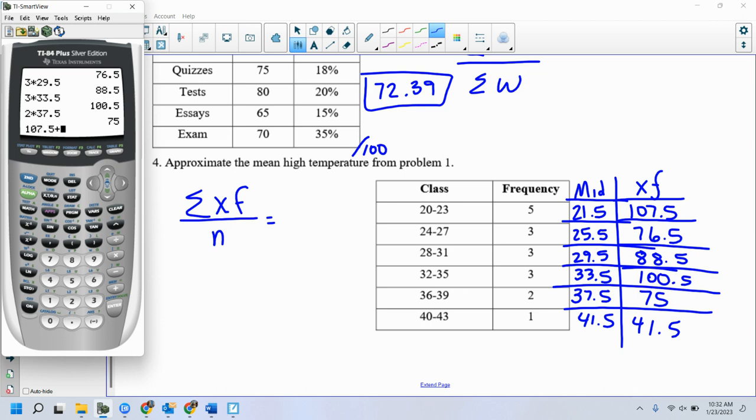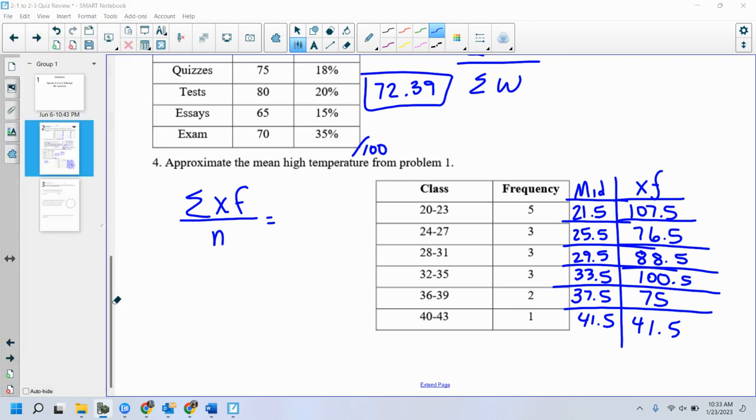107.5, 76.5, 88.5, 100.5, 75, and 41.5. Let's make sure I type that in all right. 107.5, 76.5, 88.5, 100.5, 75, 41.5. All right, sum of the xf's is 489.5.